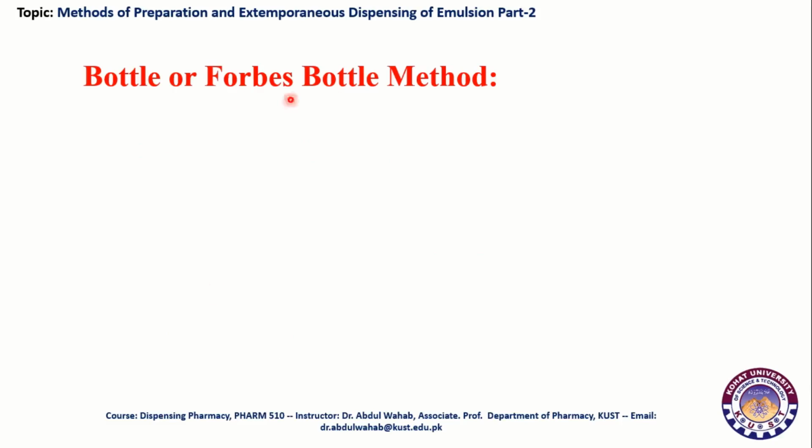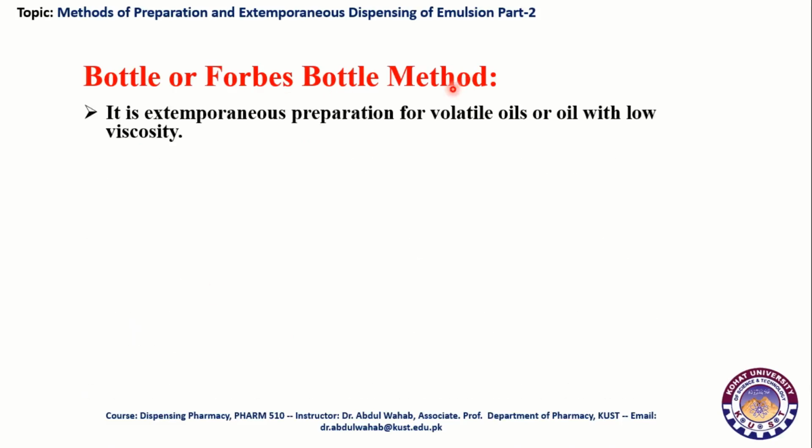Bottle or Forbes bottle method. It is an extemporaneous preparation method for volatile oils or oils with low viscosity. If the oil is of low viscosity, or the oil is volatile, what method should be used? The bottle or Forbes bottle method should be used in such types of emulsion preparation.